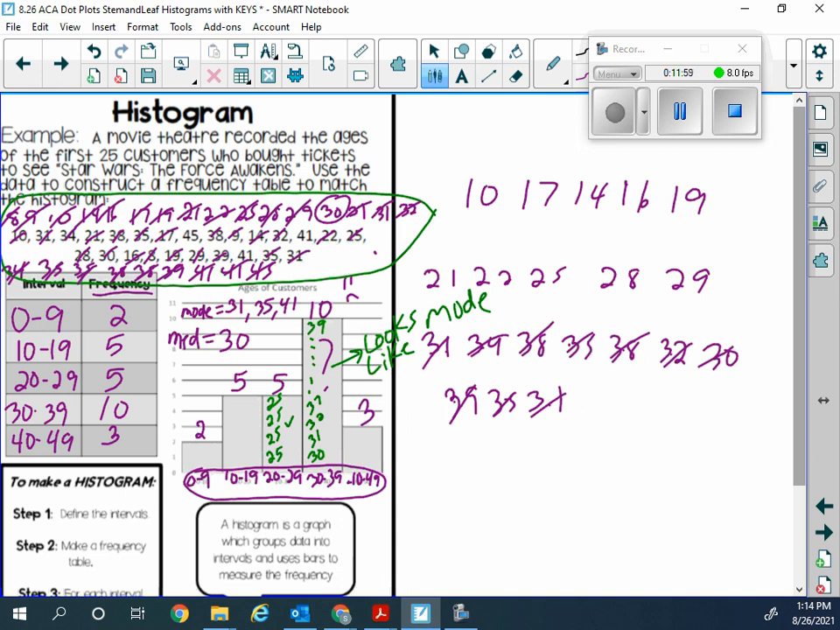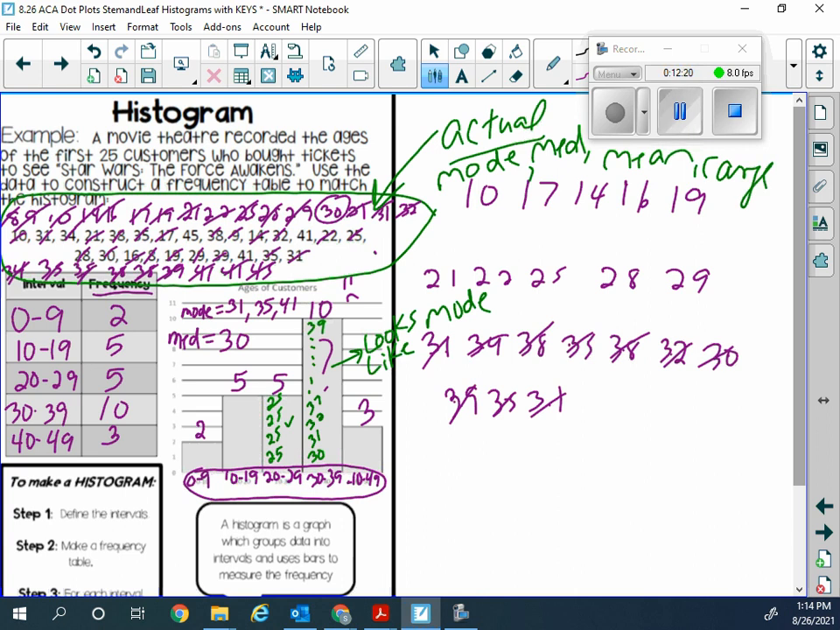The only way to know the mode is by looking at the actual data. So the actual data is where you're going to get the mode and the median and the mean, right? And the range, because we don't even know what the smallest number was, right?